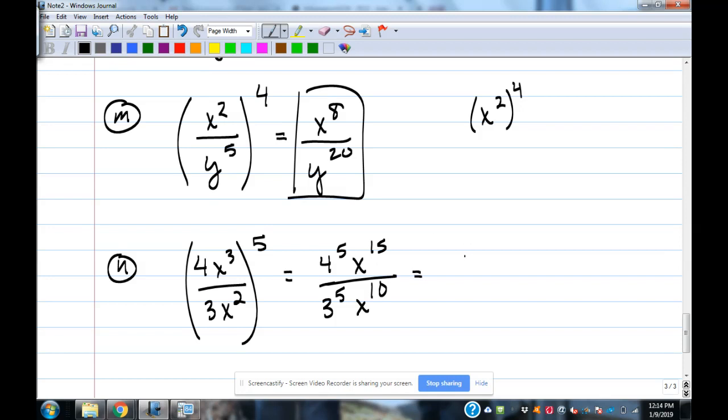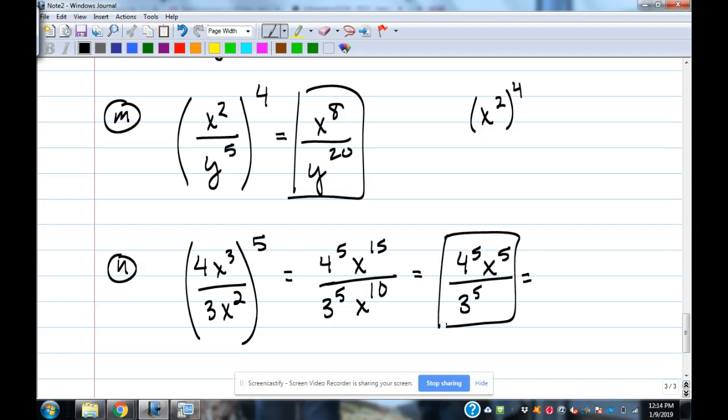Well, can I do anything exponent-wise with that? Or I don't have anybody that's got the same base? I got the x's got the same base, right? So I can do my quotient rule with that. Ends up being x to the 5th power. 4 to the 5th power is a number, and 3 to the 5th power is a number. So we're going to work those out. So this is exponential form.